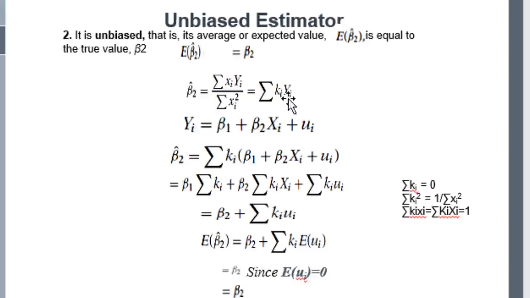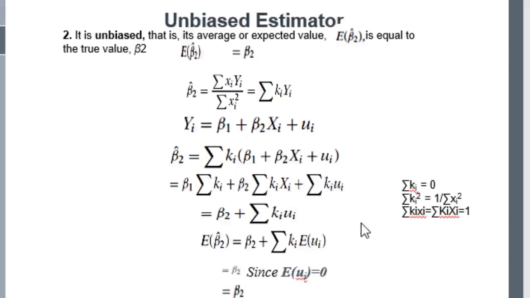Then this equation can be written as beta 2 cap equal to sigma of ki times yi, where yi is replaced by beta 1 plus beta 2 xi plus ui. Now we can remove the bracket, where we will get beta 1 into sigma ki, plus beta 2 into sigma ki xi, since ki is common, plus the third term, ui, that is sigma ki ui.